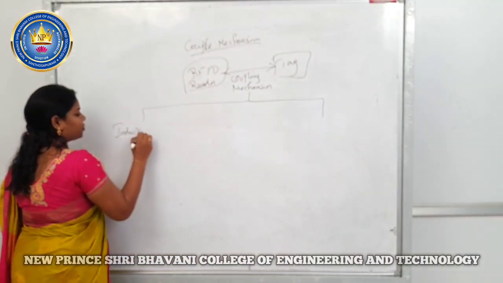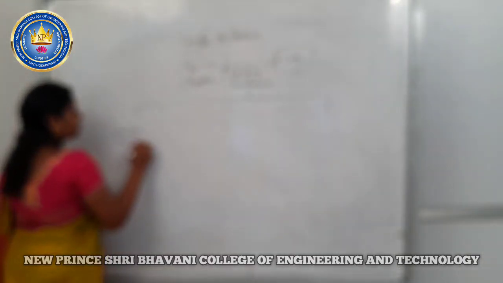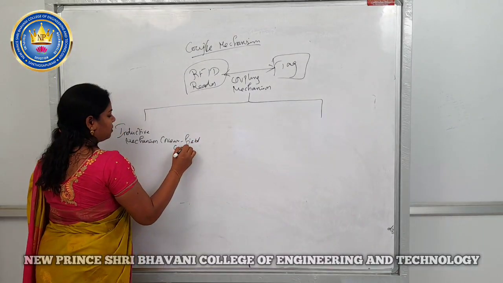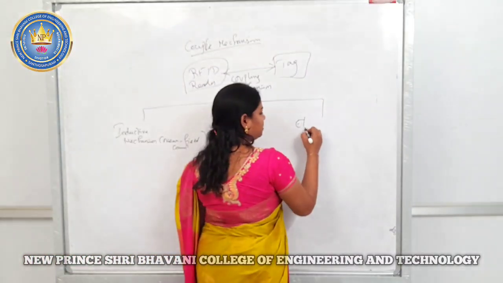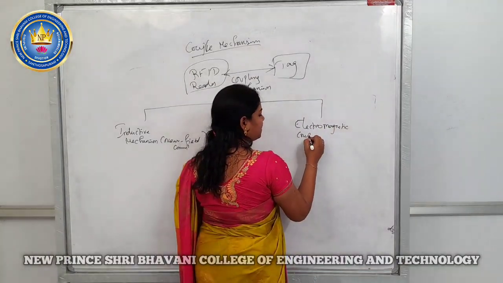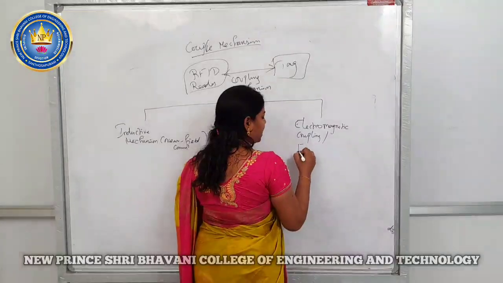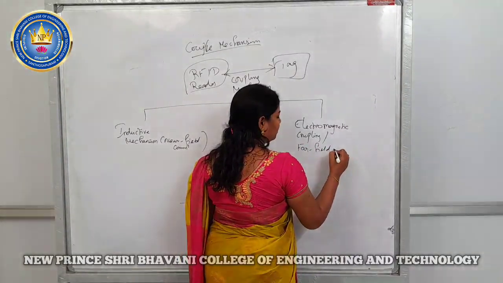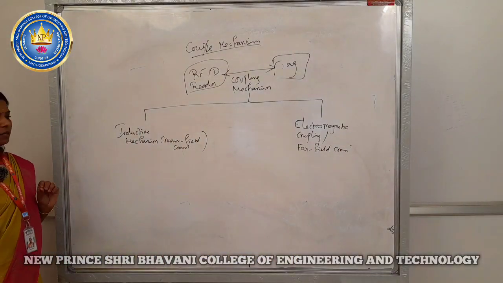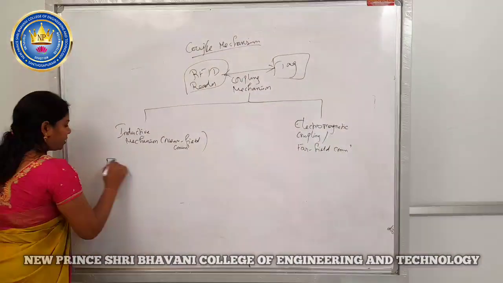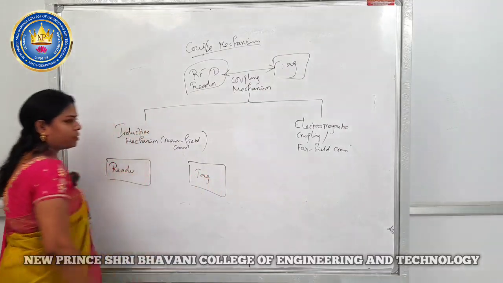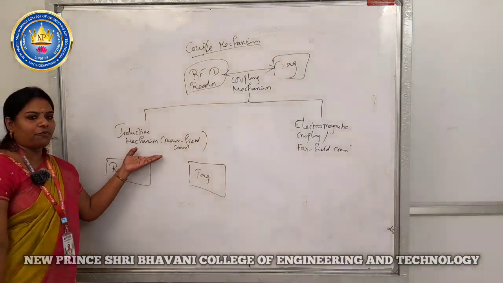The first one is the inductive mechanism, otherwise we call it near field communication. The other method is called the electromagnetic coupling mechanism. The other name of electromagnetic coupling mechanism is far field communication. Okay. So what is meant by inductive mechanism or near field communication? Here if the reader and tag are placed near to each other, it is called near field communication.